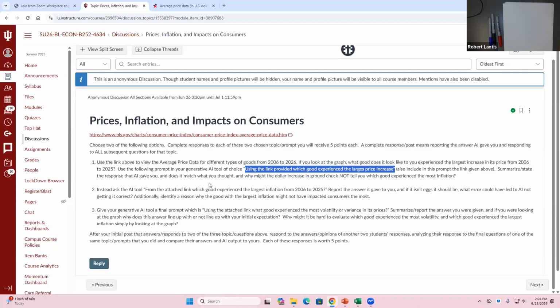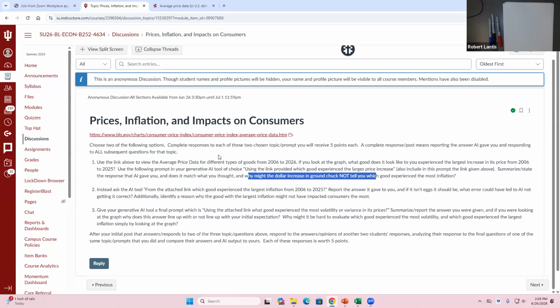And then there's some follow-up questions. In this one: does it match what you had thought looking at the graph yourself? Why might the largest dollar increase for this good not tell you that it experienced the most inflation? So every time I give you a prompt and you get some AI response, there will then be some follow-up questions, where you evaluate the answer that AI gave you and why it might not line up with everything we talked about in class.